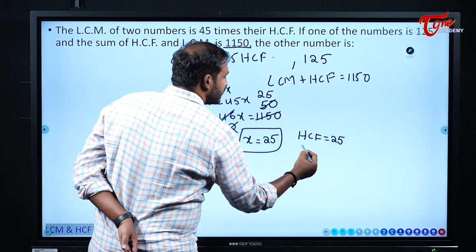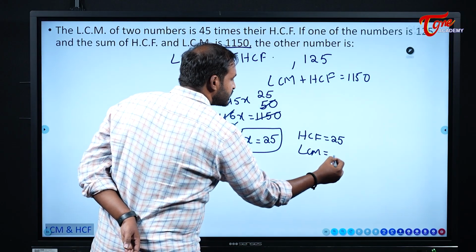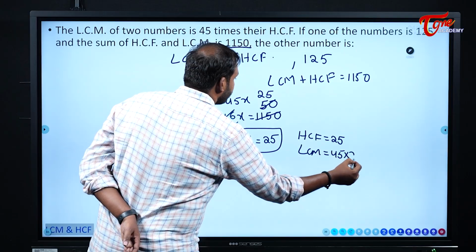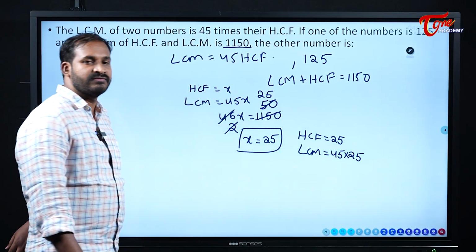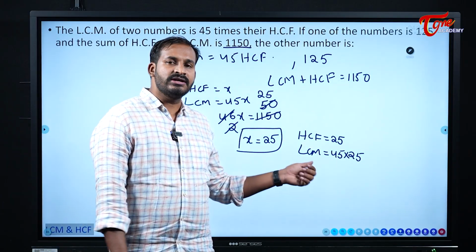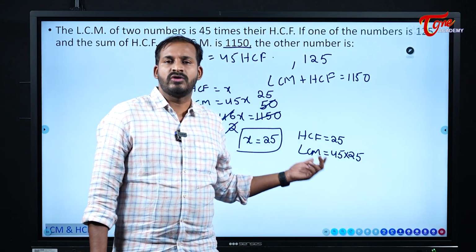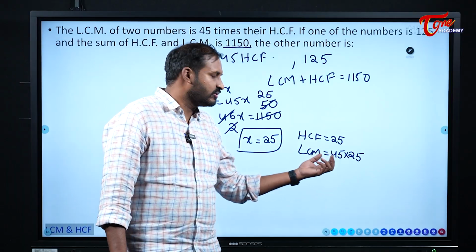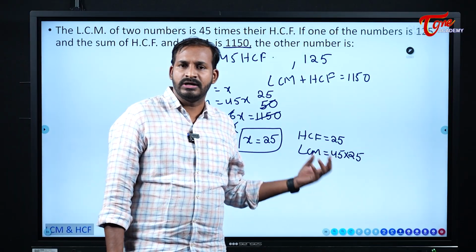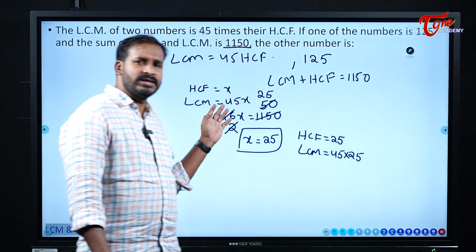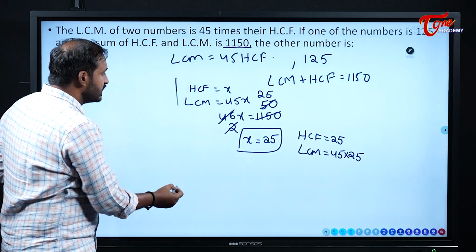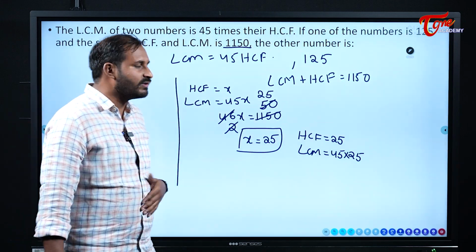Then what happens to my LCM? My LCM is 45 into 25. Why? Because LCM is 45 times of HCF. See students, here no need to find the exact value of LCM. Why? Because that is not our final answer. Don't waste your time by solving what is 45 into 25. We will simply substitute it wherever it is required for us. Given that one of the numbers is 125, right?